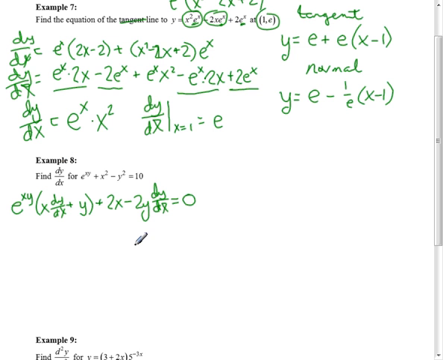So we're trying to find dy dx, so we are going to have to solve. We can't just leave it here. So I'm going to expand this out. So I get e to the xy times x dy dx.